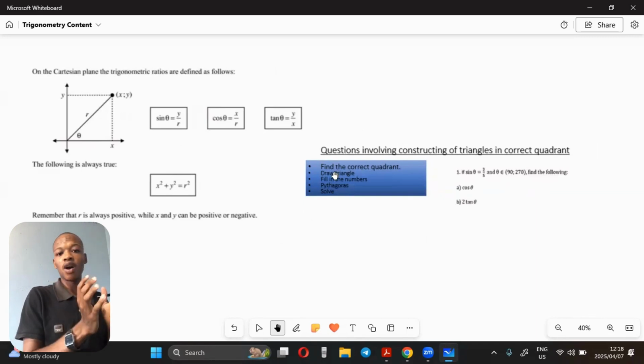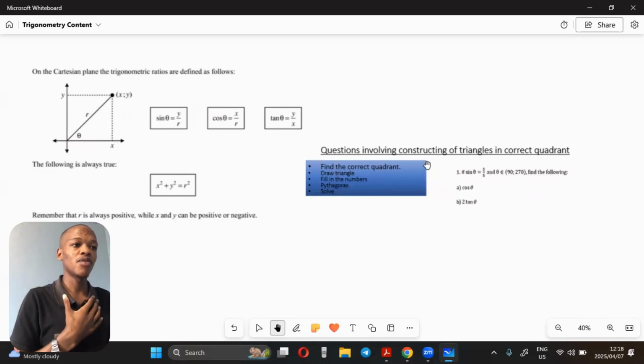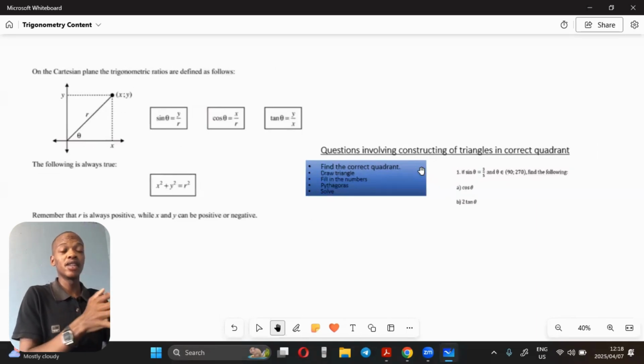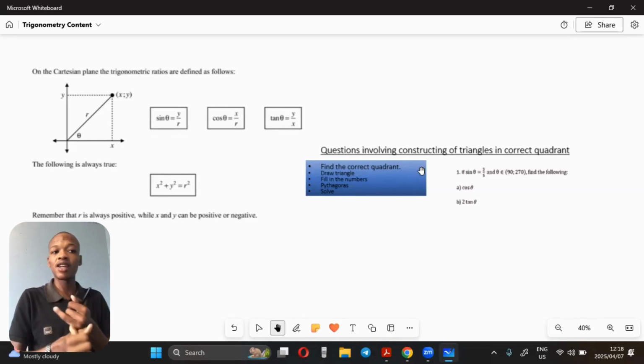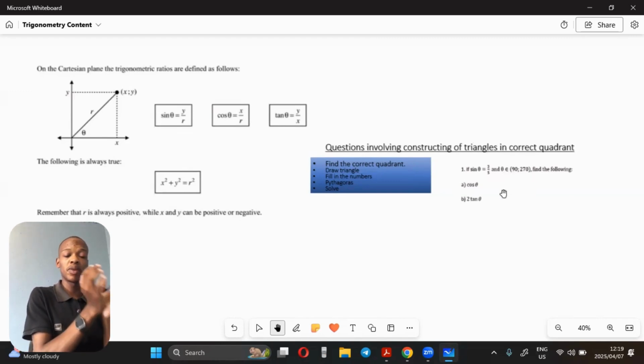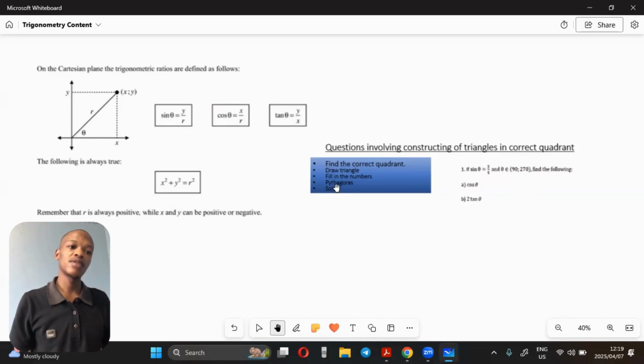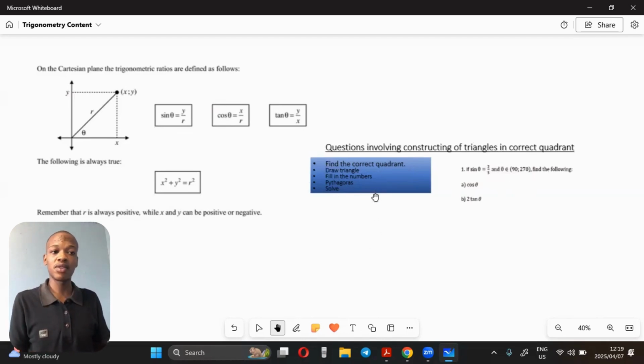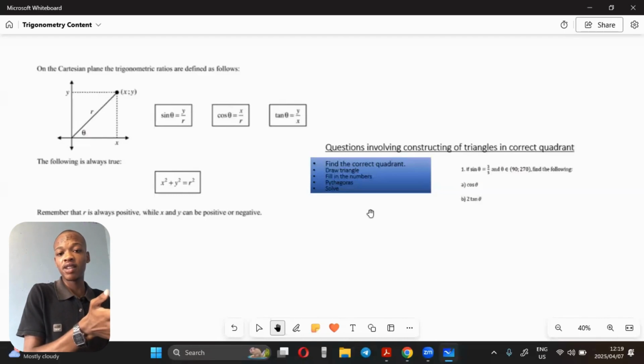Firstly, if you are working with a question involving constructing a triangle or an angle in the correct quadrant, you'll make use of these steps. Find the correct quadrant by identifying: is sine positive, is cos positive, is tan positive, and then according to the interval that is given to you. As you can see, there is an interval greater than 90 degrees but less than 270. That is how you make use of that interval to identify the quadrant. After that, you draw the triangle and fill in the numbers making use of Pythagoras and the numbers that are already given.